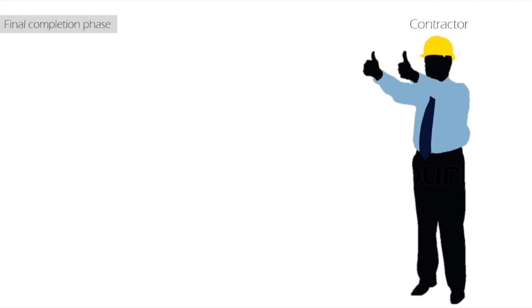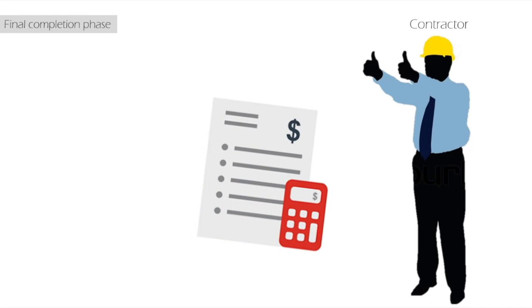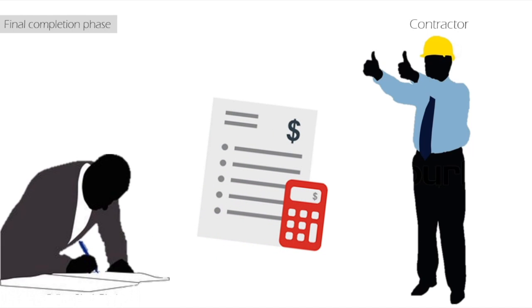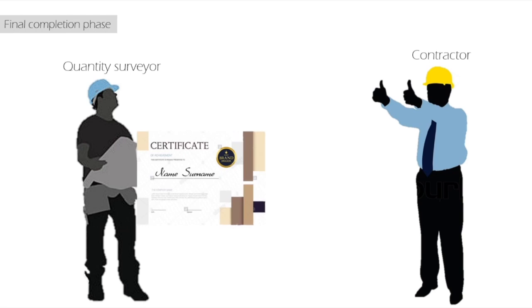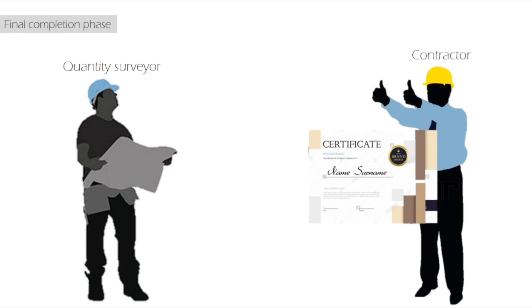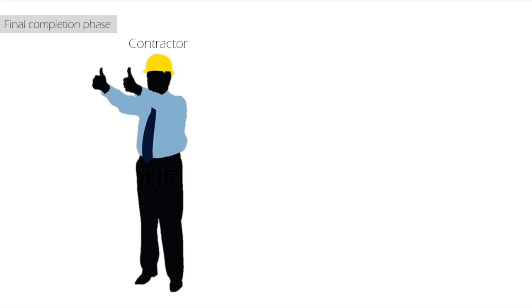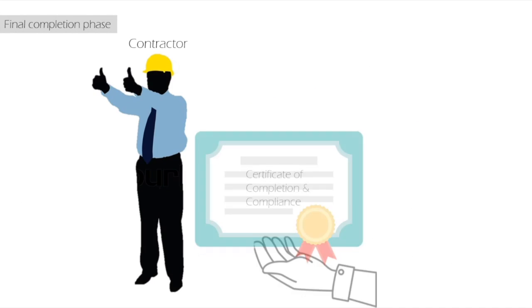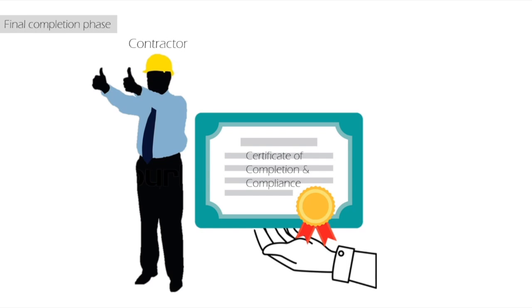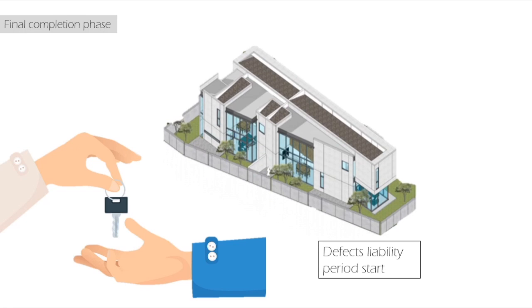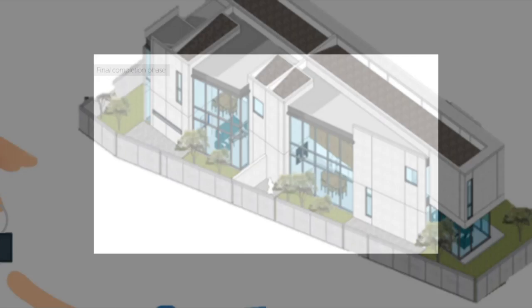The contractor will sign the final account statement to signify that the final account figure represents the full and final settlement of all claims. Later on, the quantity surveyor will issue a final certificate of payment to the contractor. The contractor will then get the certificate of completion and compliance from the architect. After the contractor turns over the keys of the building to the client, the defects liability period starts.